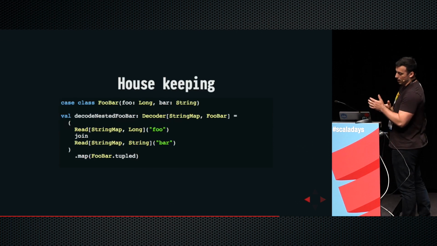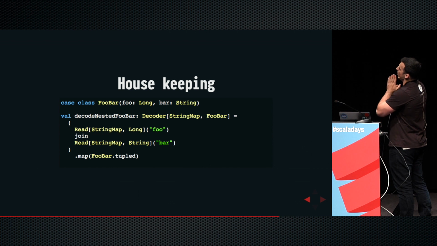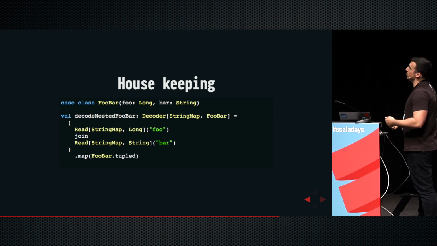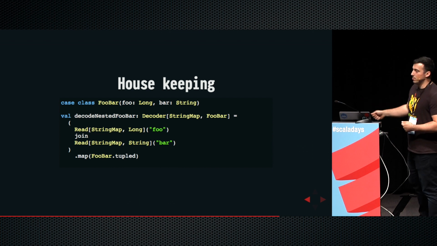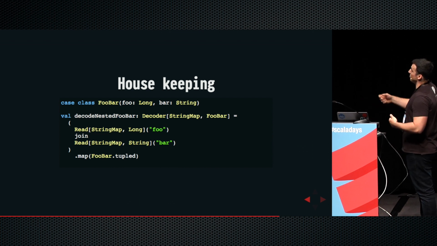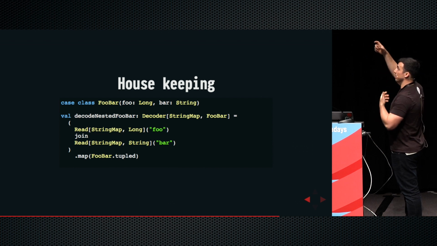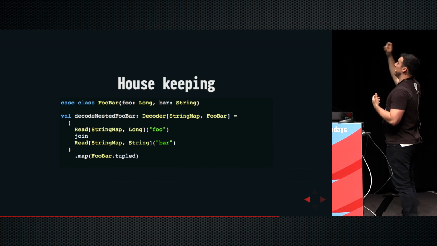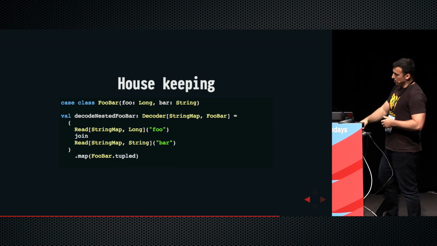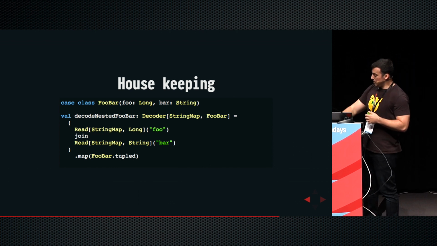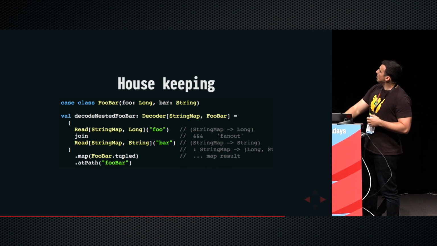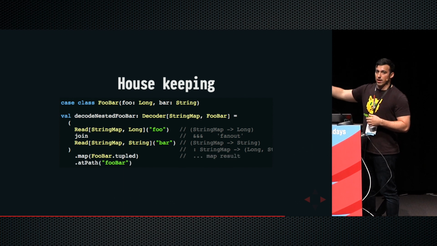We can continue to housekeep. We can use our type class to summon instances for reading different values. So instead of having to build up all that stuff by hand, if it's already in place, we can just say we want to read a value from our string map at path foo, read a value bar. We want to join those together. We're going to map that to our case class, and then we're going to decode at a nested path.